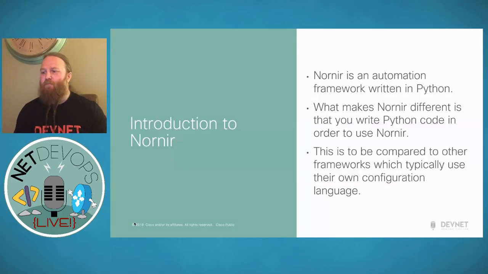And Nornir is an automation framework which is written in Python. What makes Nornir different is that you write it all in Python code in order to use it. This is to be compared with other frameworks which typically use their own configuration language. And we'll talk about that in the upcoming slide.